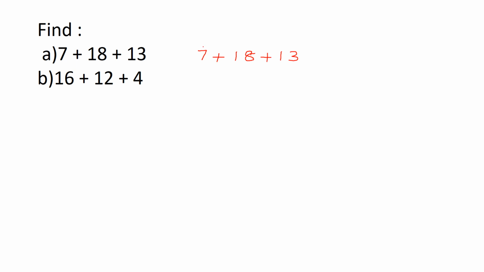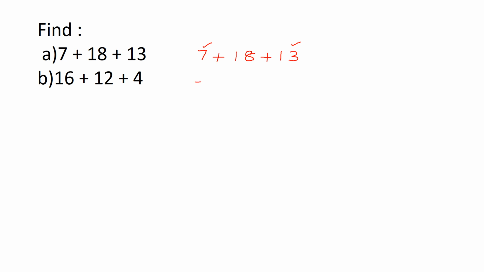We'll take 7 and 13 together. 7 and 13 will be together. How will we bring 7 and 13 together? Here 7 is there, but 18 is there in between. Isn't it? 7 plus 18 I can put together as bracket, or I can put together 18 plus 13 as bracket. Now how will I bring 7 and 13 together? If I add 7 and 13, the problem is going to be easier for me.